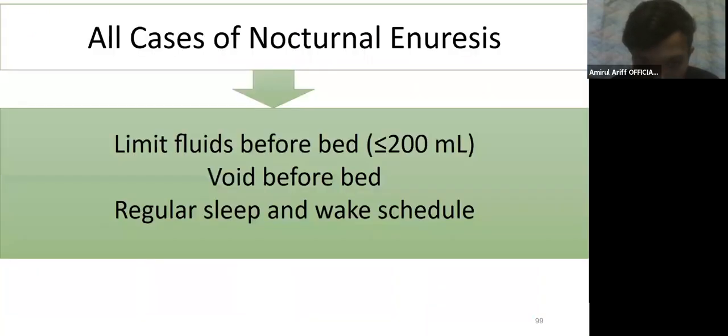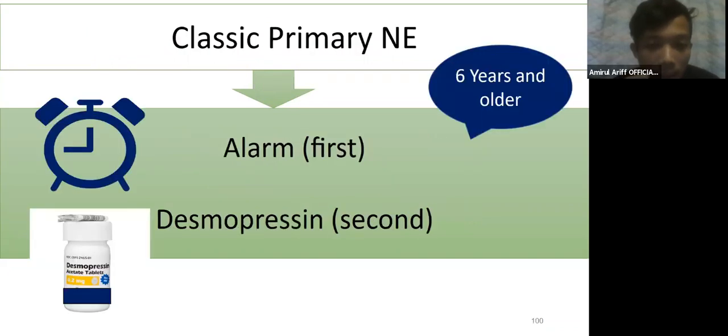So for a summary of the management, for all cases of nocturnal enuresis, regardless of age, general management is to limit the fluid before bed, void before bed, and keep a regular sleep and wake schedule. Because with a regular sleep and wake schedule, we can estimate when the child will sleep, so we can ask the child to void before they sleep. If the child is 6 years and older, we need to start active treatment like the enuresis alarm and also desmopressin medication. I think that's all.